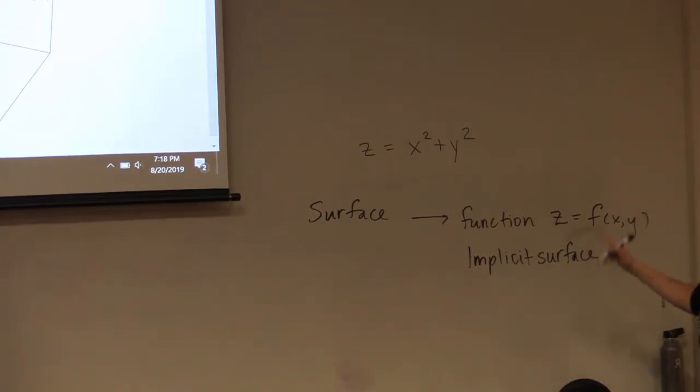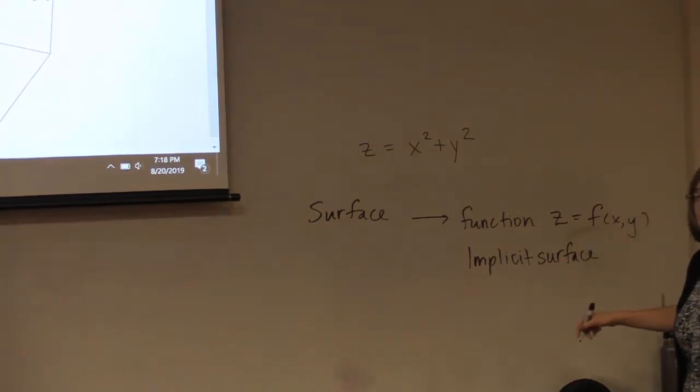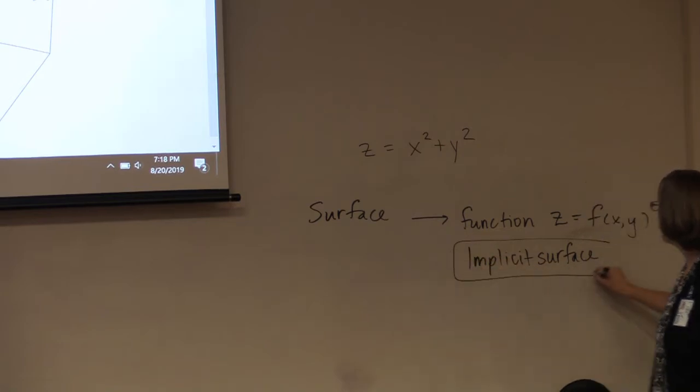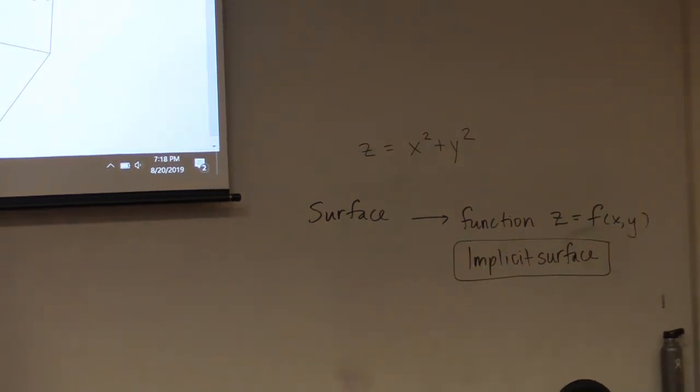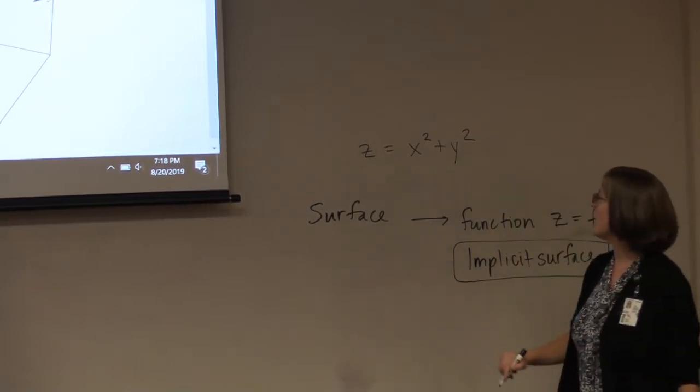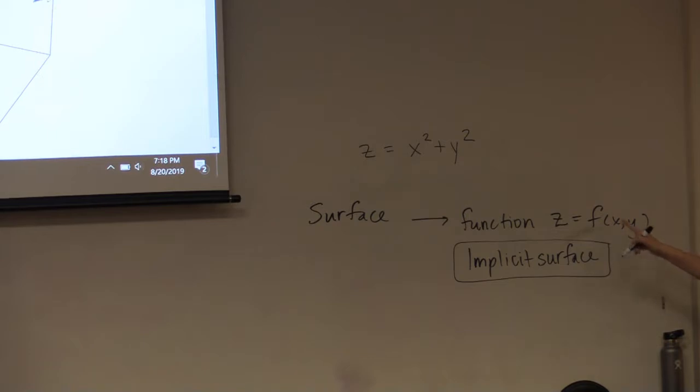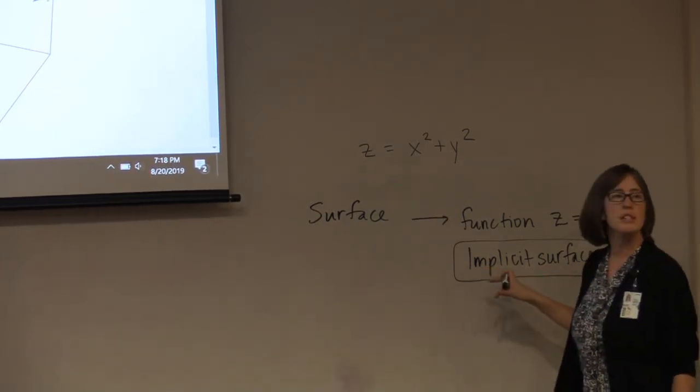So when do you use which? Well, actually, implicit surface will work every single time. So if you want to just use that as your default, feel free. If the function can be solved for z, as in this case, you can feel free to use that other function.